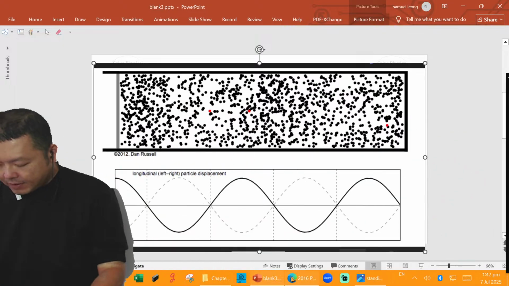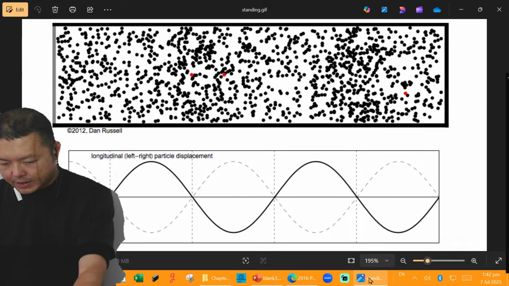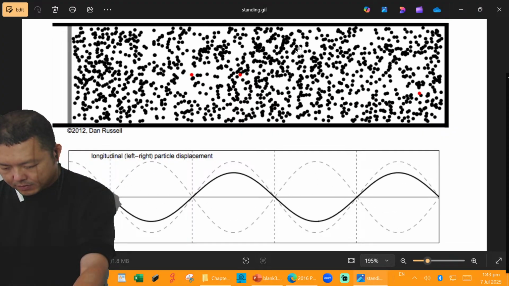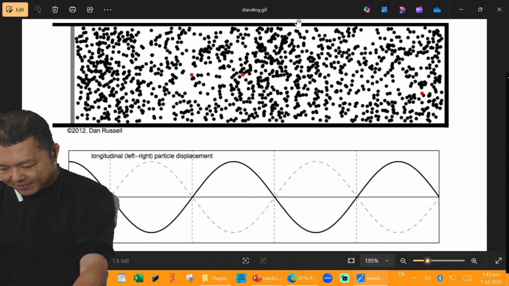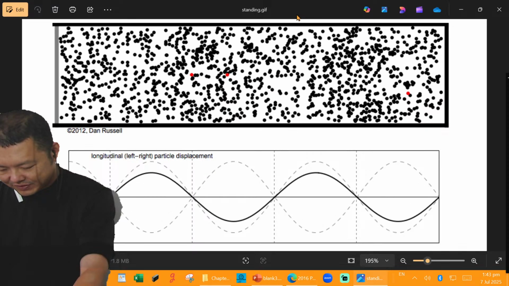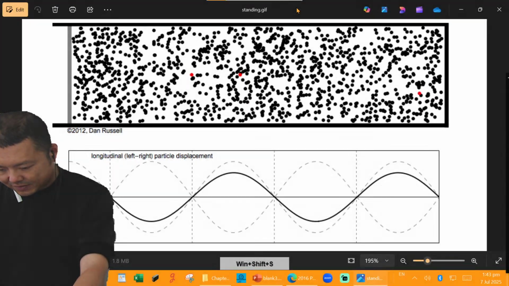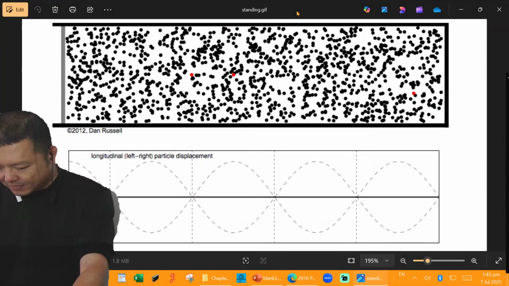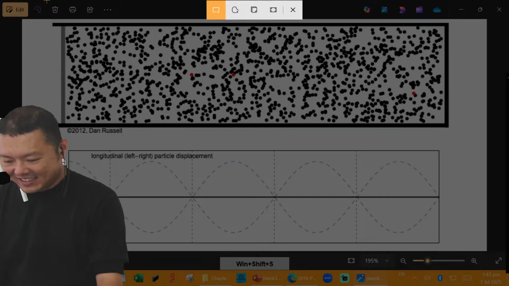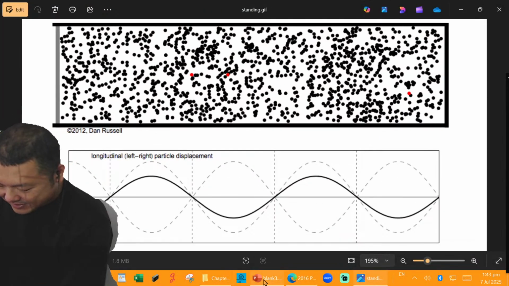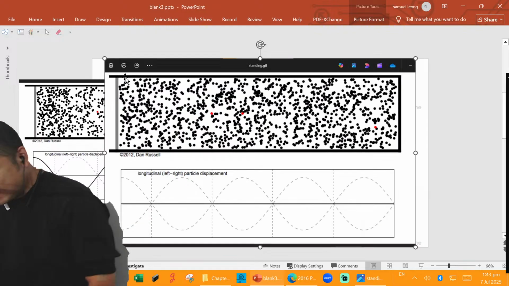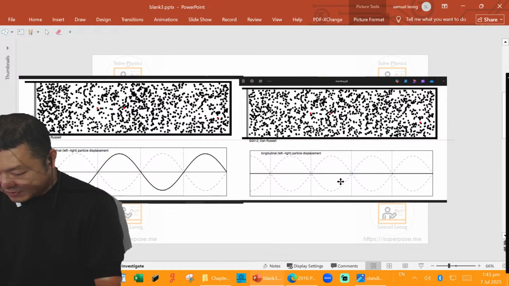But when the graph is flat, wait, shoot, can't catch the thing. Okay, I got it. Yeah, this displacement versus the positions of the graph. Yeah, that's right.